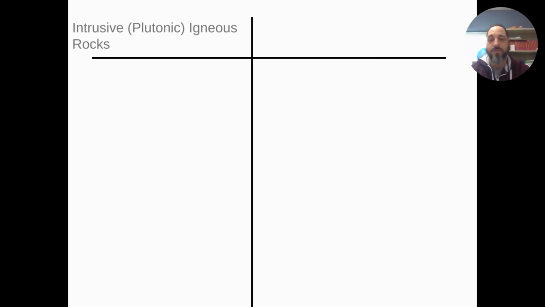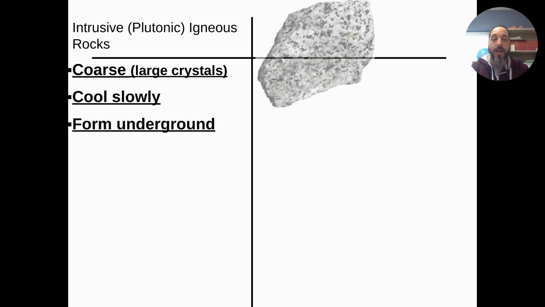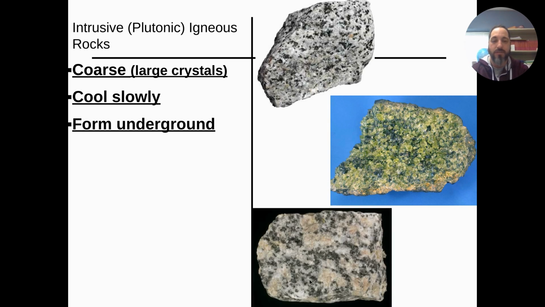So we have two major types of igneous rocks. We have intrusive rocks, which are rocks that are going to be cooling underground. They're going to be made from magma. They have coarse or large crystals. They cool slowly because they cool underground. And we got some pictures of them right here. You can see they've got these nice large crystals in them.